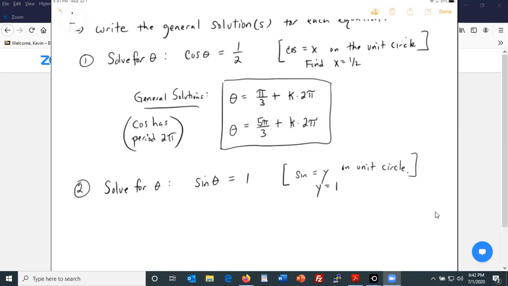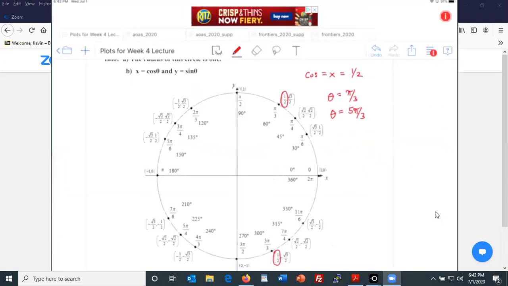All right, so let's switch. Let me get rid of this. Okay, so the y value will give us sine, and we want to see where it's equal to 1. Now, one little hint here, whenever you see ones or zeros, look at the top, bottom, left, and right of the circle. That's where you're going to find ones and zeros.